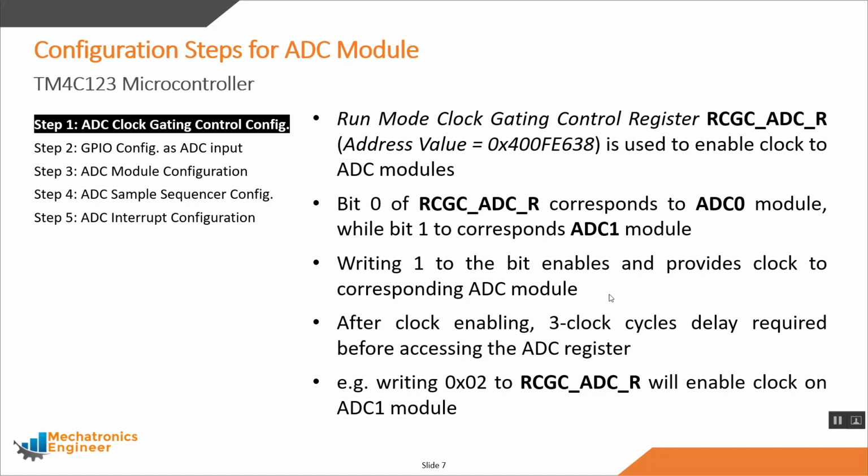It is very important to note that after clock enabling, we need to provide a 3 cycle delay before accessing the other ADC registers. For example, if we want to enable the clock on ADC module 2, then we need to write this value to the register because it sets the second bit of the register.